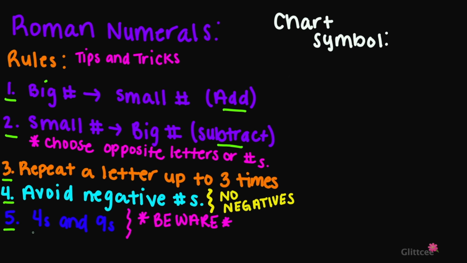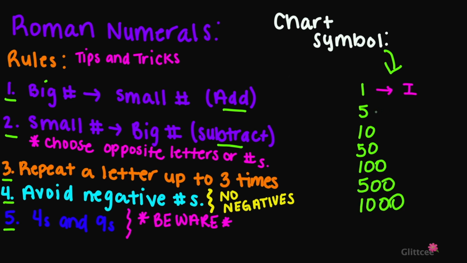Let's go ahead and jot down our chart of symbols. I have the numbers 1, 5, 10, 50, 100, 500, and then 1000. The Roman numeral for 5 is V, the Roman numeral for 10 is X, the Roman numeral for 50 is L, the Roman numeral for 100 is C, 500 is D, and then 1000 is M.